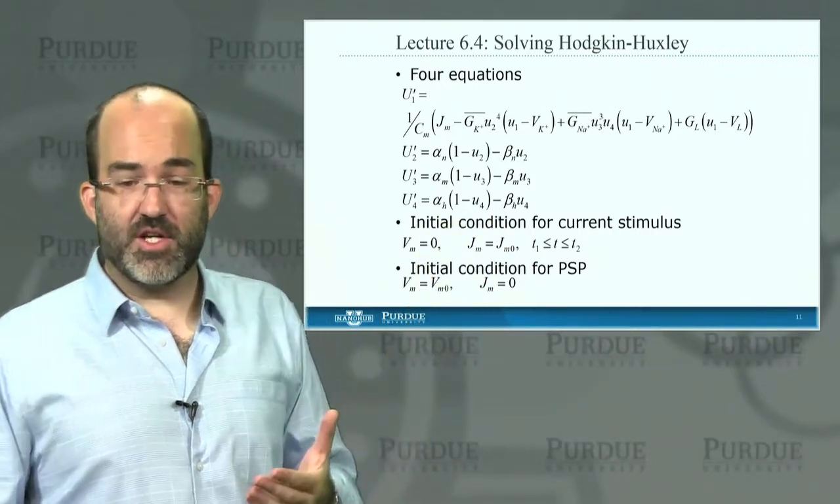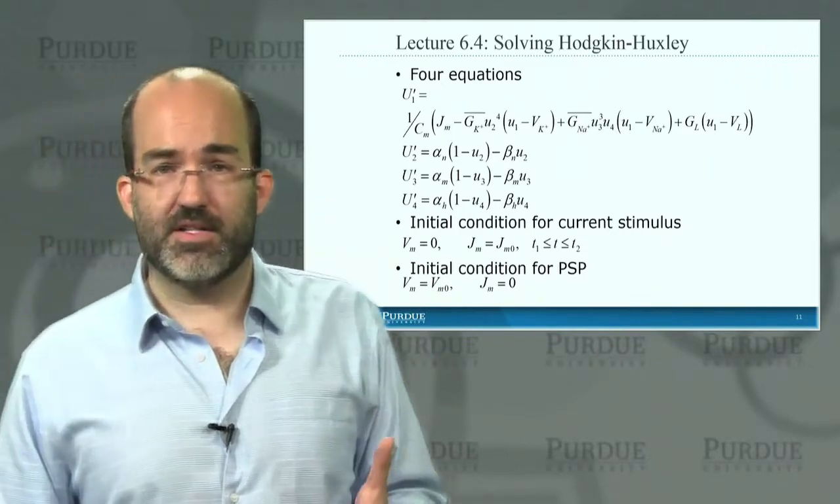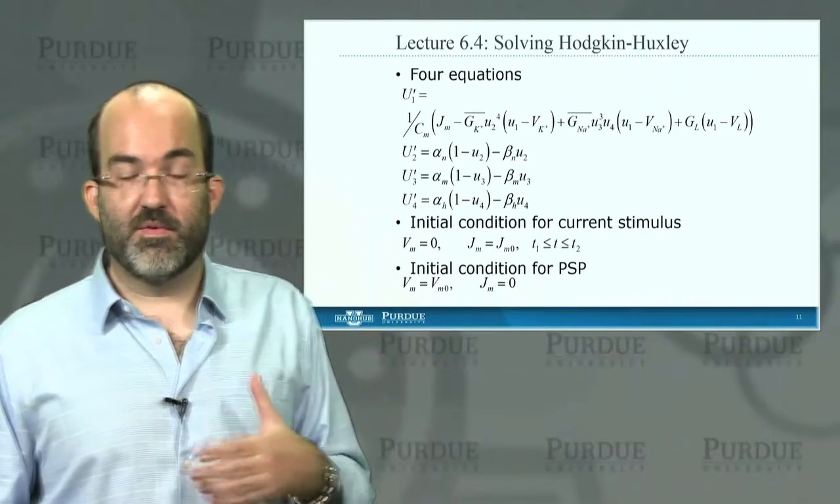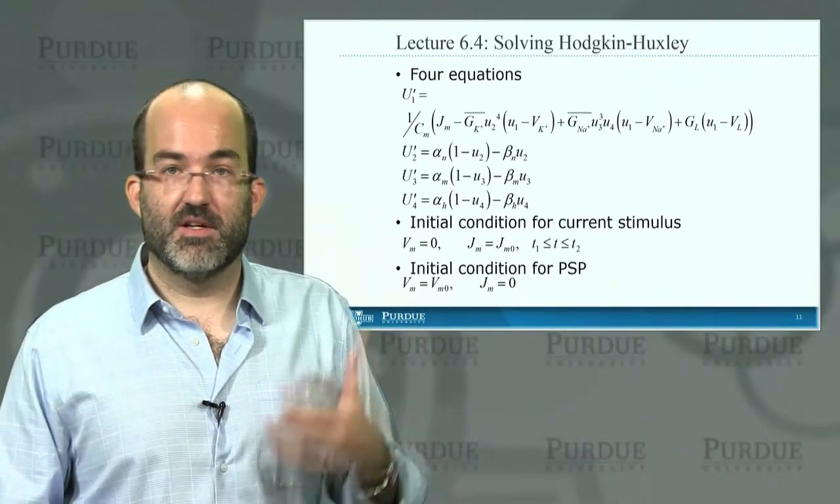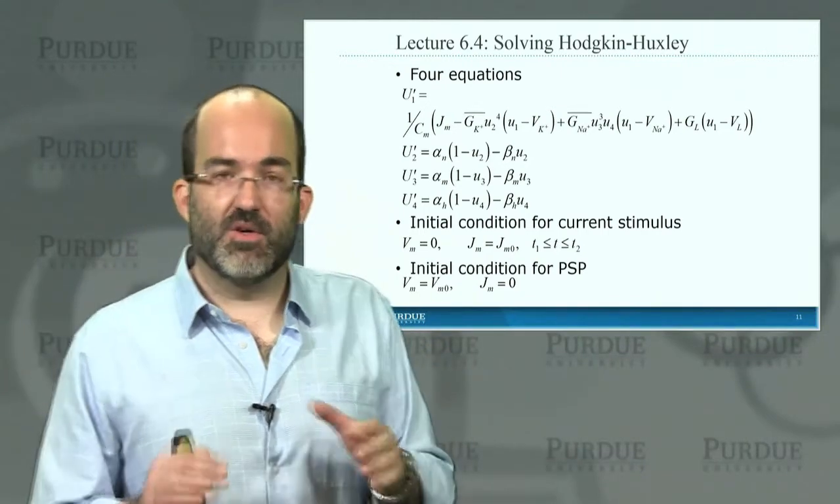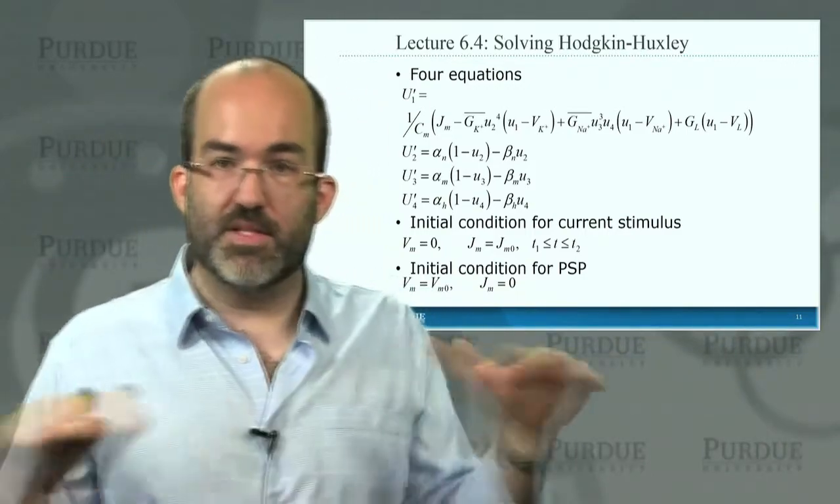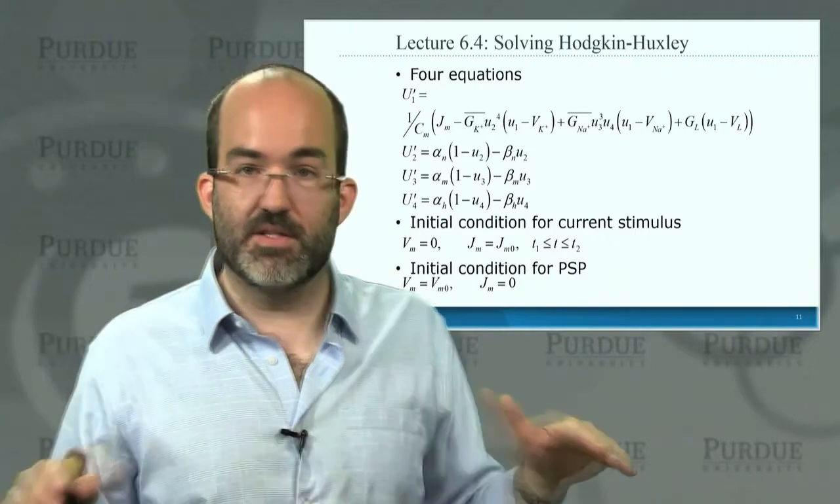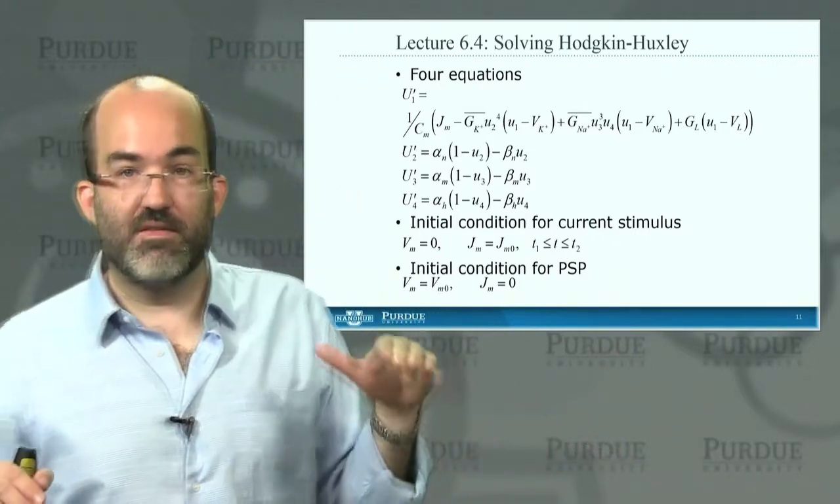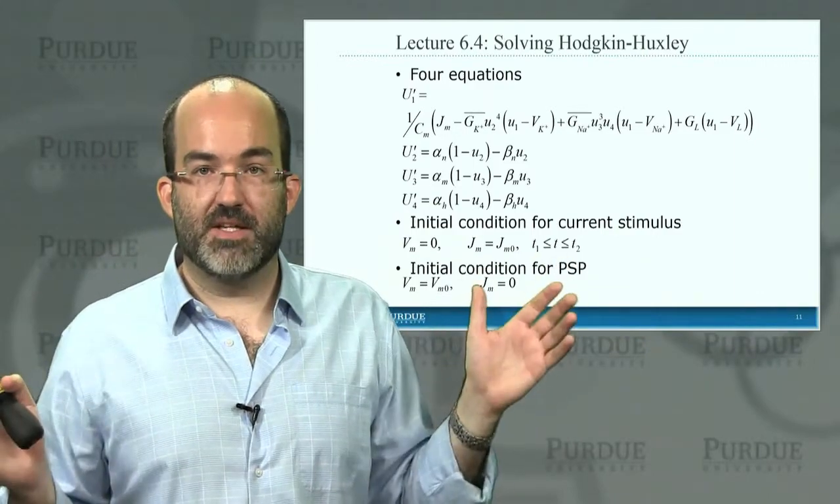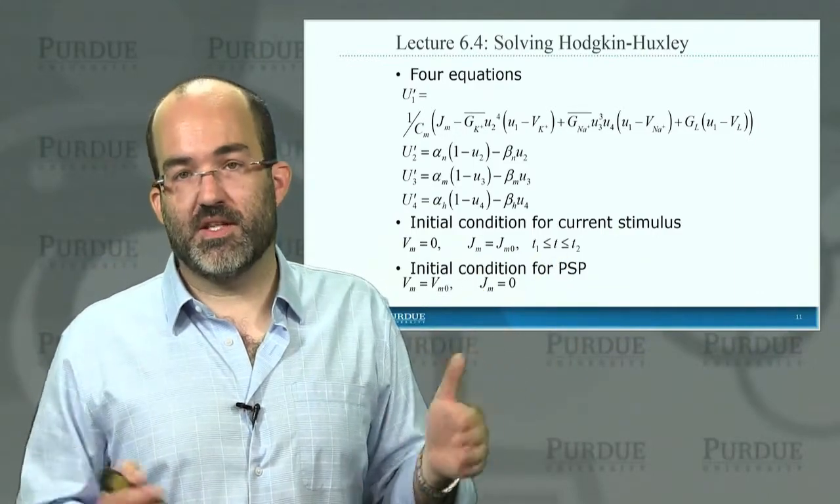And then you have an initial condition. If you're providing a current stimulus, that initial condition is going to be that current stimulus. Or if you're providing a membrane voltage stimulus, then that condition is going to be that. So initially the cell is resting, right? Nothing is going on. So the membrane voltage is going to be 0 and the membrane current is going to be 0. So the initial conditions are Vm is equal to 0 and Jm is equal to 0. Easy enough.